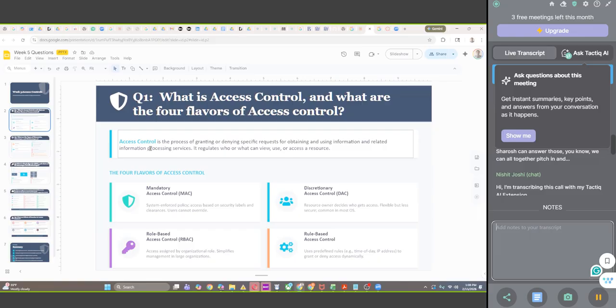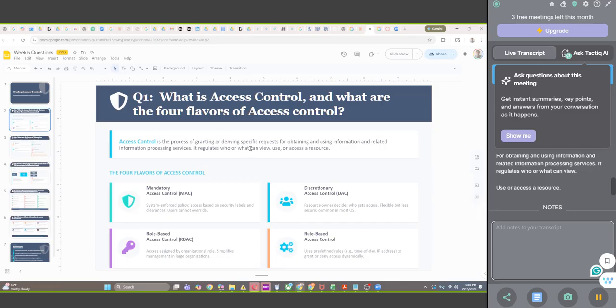Access control is the process of granting or denying a specific request for obtaining and using information and related information processing services. It regulates who or what can view, use, or access a resource. So there are 4 flavors. One is MAC, mandatory access control, then DAC, which is discretionary access control, then role-based access control, RBAC, and rule-based access control. There is a role, and this is a rule.